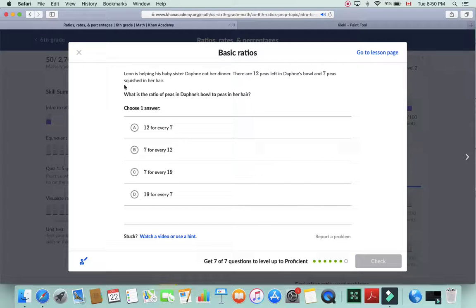Okay, last question. Leon is helping his baby sister. Do you guys remember this question? But I'll keep on reading. His baby sister, Daphne, eats her dinner. There are 12 peas left in Daphne's bowl and 7 peas squished in her hair. What is the ratio of peas in Daphne's bowl to peas in her hair?